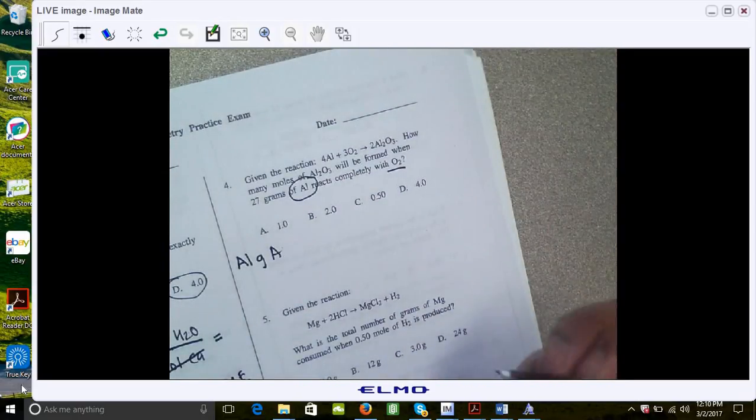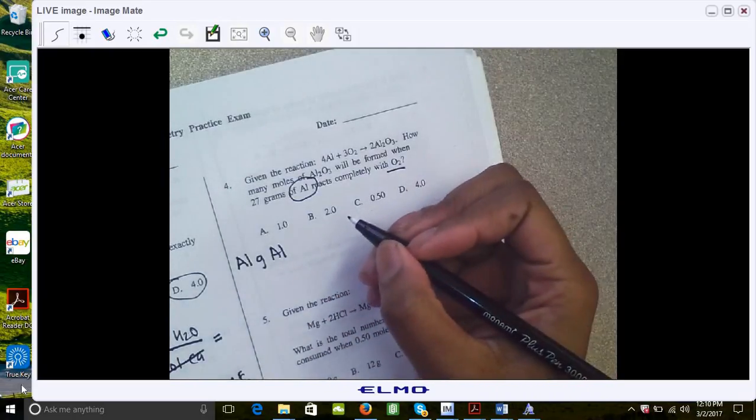Sorry, if my screen keeps going out. Grams of aluminum. Hold on. Ariana Watson, please report.